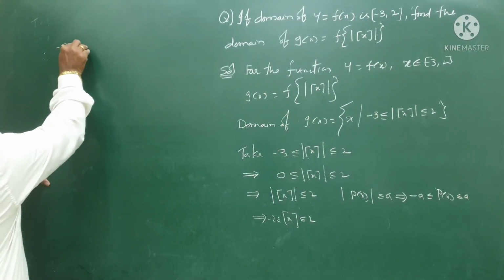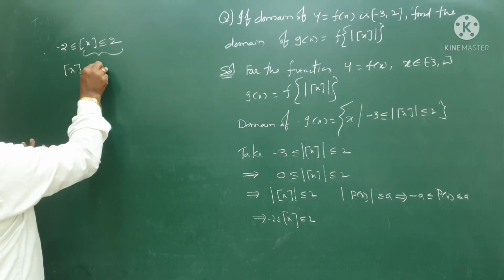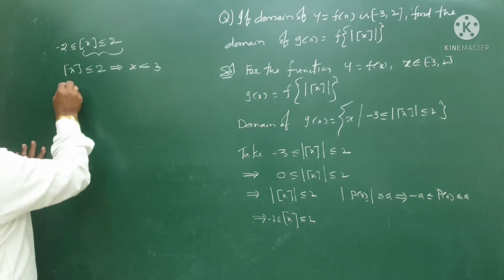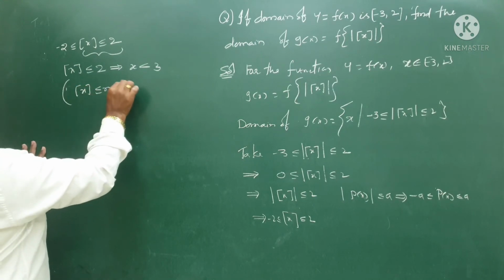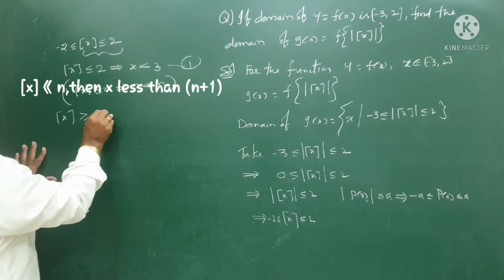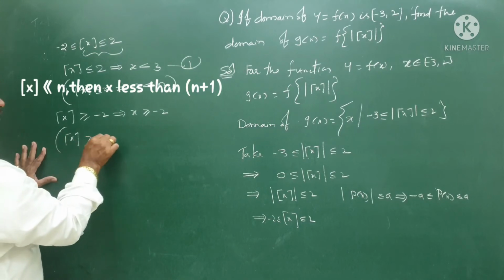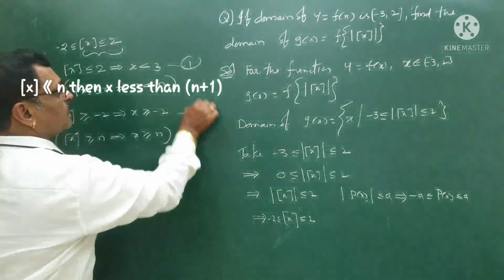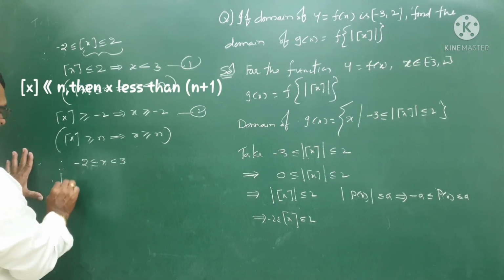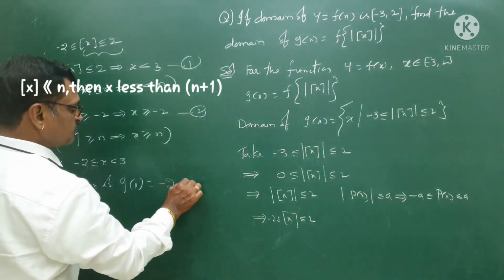So we have minus 2 less than or equal to integral part of x less than or equal to 2. First we take this. Integral part of x less than or equal to 2 implies x is less than 3. Why? Because we have the property: integral part of x less than or equal to n implies x is less than n plus 1. This is number 1. Number 2, integral part of x more than or equal to minus 2 implies x more than or equal to minus 2. What property do I use here? Integral part of x more than or equal to n implies x more than or equal to n. Now the intersection of 1 and 2 is minus 2 less than or equal to x less than 3. Therefore, domain of g of x is equal to minus 2 to 3.